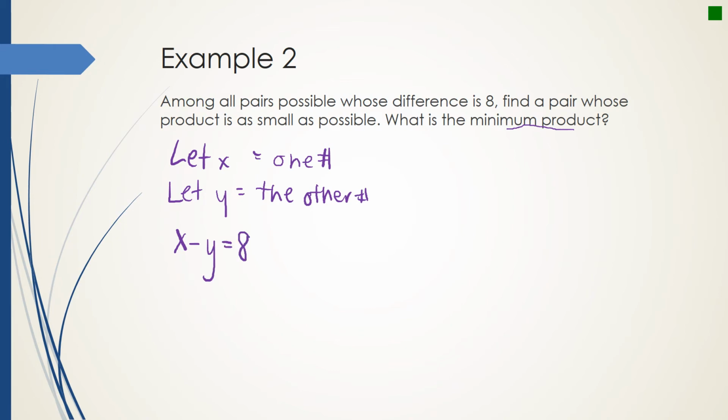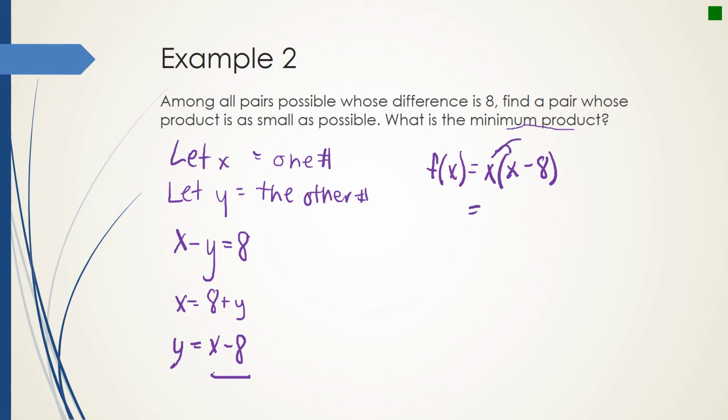Now if I do substitution, or just some moving around here, I can add y to each side: x equals 8 plus y, and then subtract 8 from each side. We get y is equal to x minus 8. And then the product of those two numbers is going to be x times y, and we're going to substitute that x minus 8 in for y. Now this is a quadratic. So if I distribute that, I'm going to get x squared minus 8x.